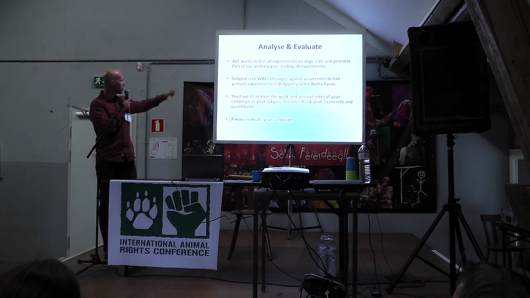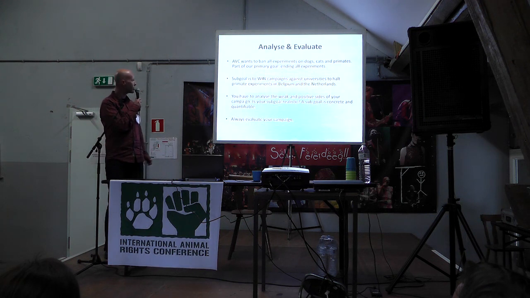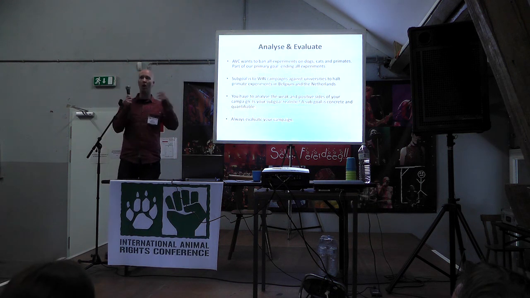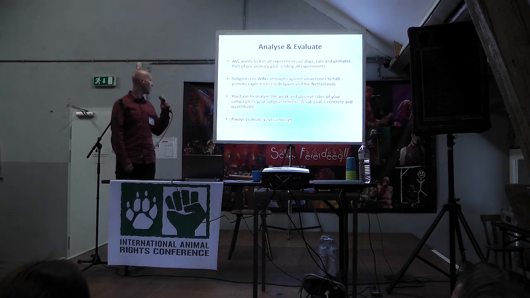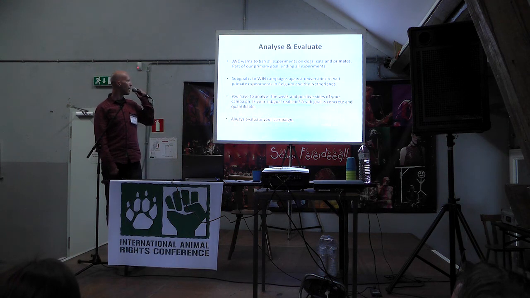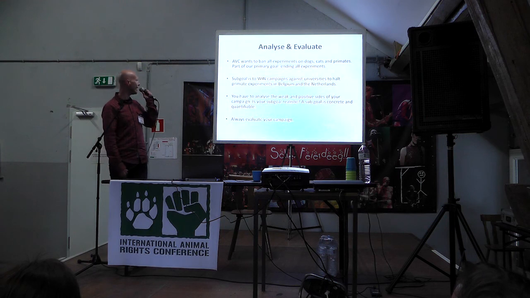For instance, AVC wants to ban all experiments on dogs, cats and primates. That's part of our primary goal, ending all experiments. A sub-goal is to win campaigns against universities to halt primate experiments in Belgium and the Netherlands.